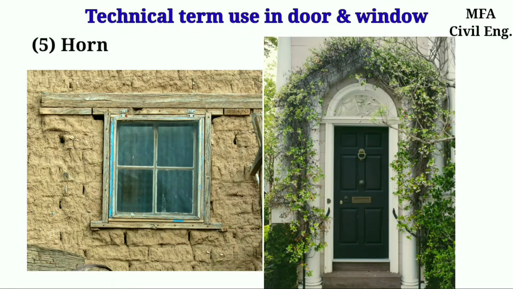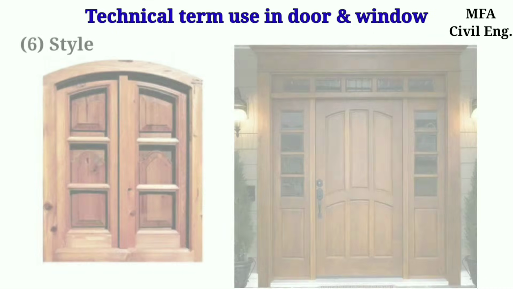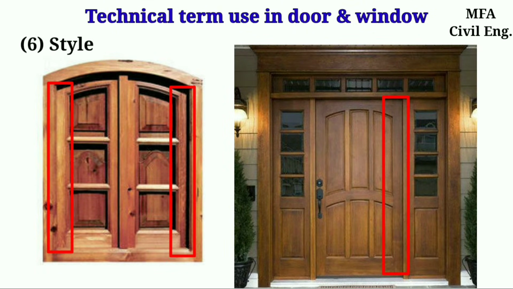Horns are the horizontal projections of the head and the sill of the frame to facilitate the fixing of the frame on the wall opening. The length of the horn is kept about 10 to 15 cm. Stile is the vertical outermost member of a shutter of a door or window.